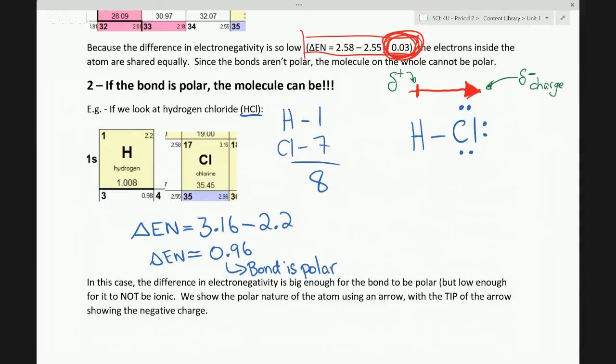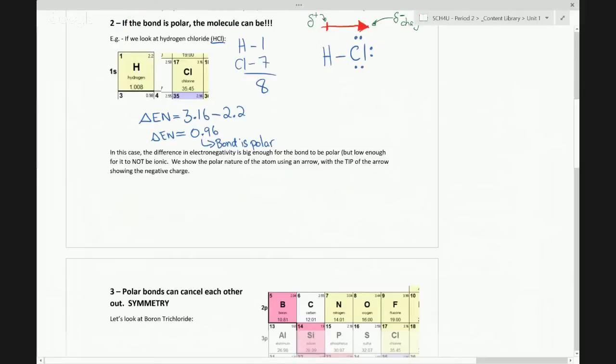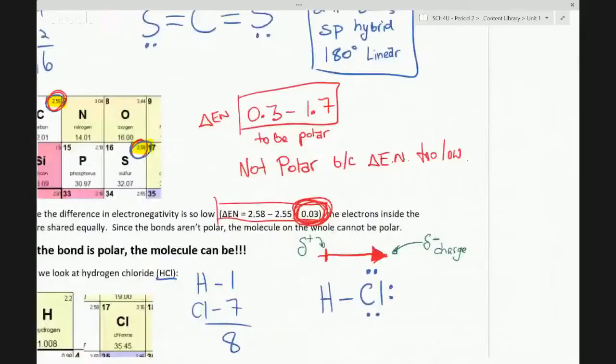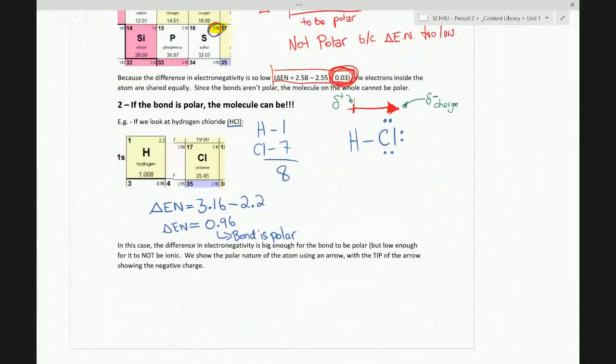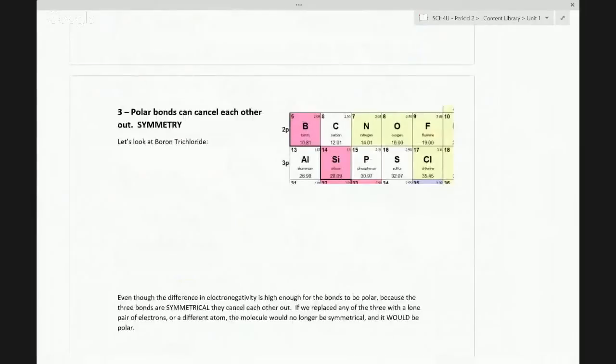So quite simply, the electrons spend more time with chlorine. This side where the tip of the arrow is, is negative, and the other side where the tail of the arrow is, that's positive. And that arrow is how we show it. So up until now, we've always said that either the difference in electronegativity is low, in which case it's not polar, or it's big enough that it is polar. What I want to show you today is that these dipoles can cancel each other out.